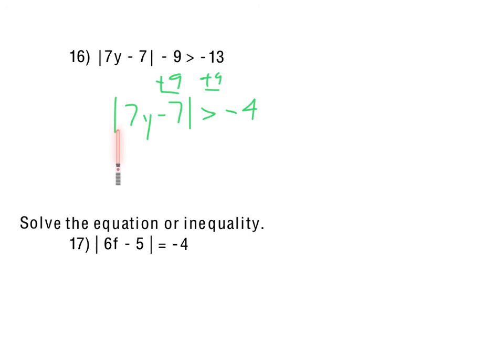Now notice we're saying the absolute value greater than a negative. The thing is, there's only really 3 different things that can be inside this absolute value: positive, negative, or 0. If you do the absolute value of positive or negative, you still get a positive. Absolute value of 0 is 0. So the result from this absolute value is either 0 or positive. Well, those are all greater than negative 4. So this is always true. So we just put that in interval notation as negative infinity to infinity.